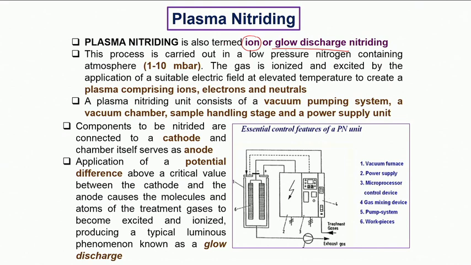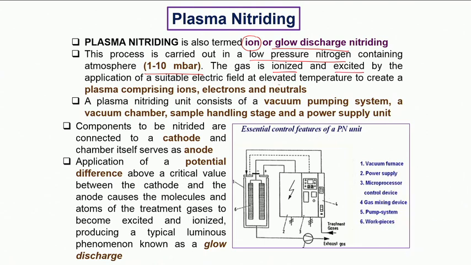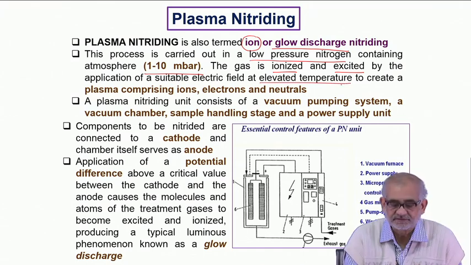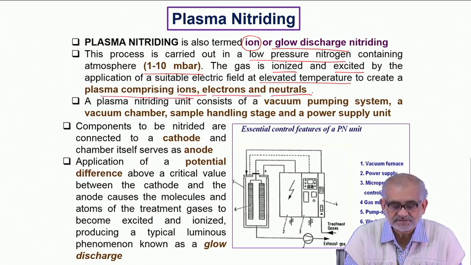So, in order to get the glow discharge, you require low pressure. So, we are talking about anything like a few millibars of pressure. So, you evacuate and then backfill and then ionize. So, the gas is ionized and remains in the excited state, and the temperature would be typically anything like 450 to 520, 530, or somewhere in the range of 450 to 550. So, we generate the plasma which contains ions, electrons and neutrals.